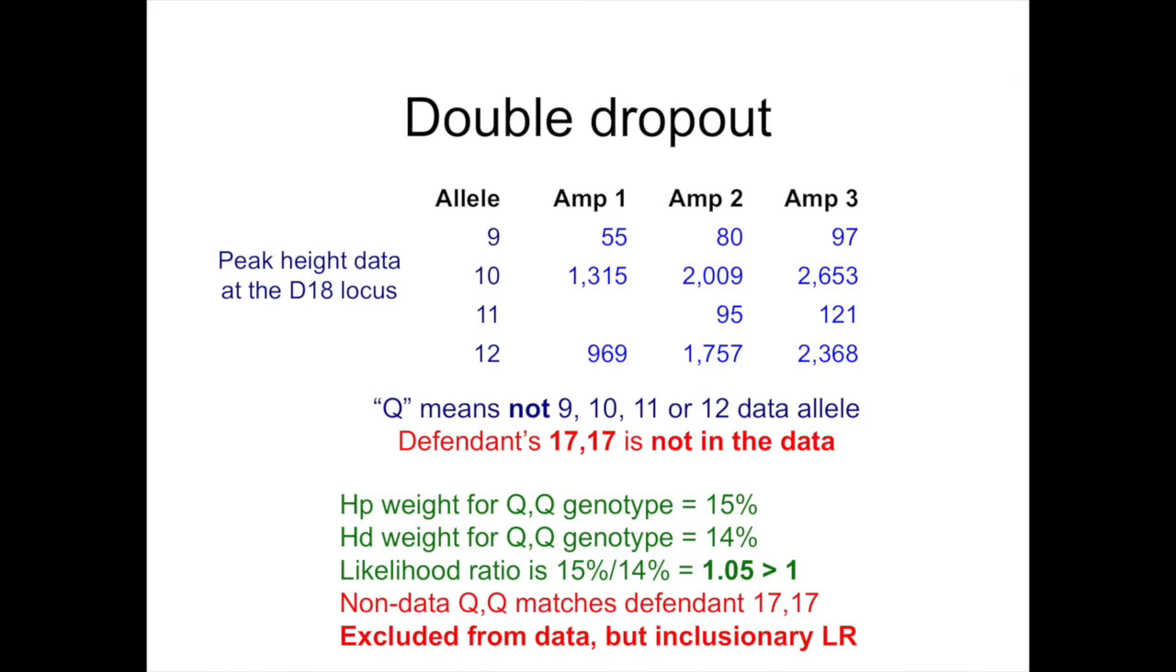But at D18, the software gave an inclusionary match statistic by assuming that the defendant's two 17 alleles had doubly dropped out of the data. The software could include him. It gave 15% weight to the Q dropout alleles and divided that by 14% for random Q alleles. 15 over 14 gives a likelihood ratio bigger than 1, an inclusionary number for exclusionary data.